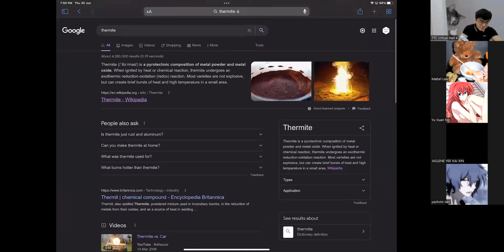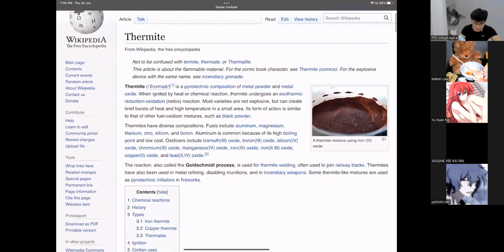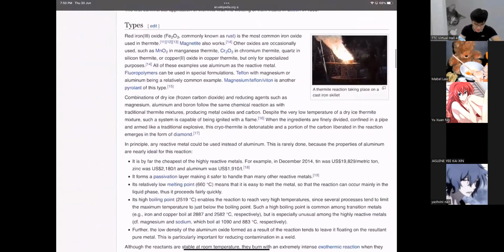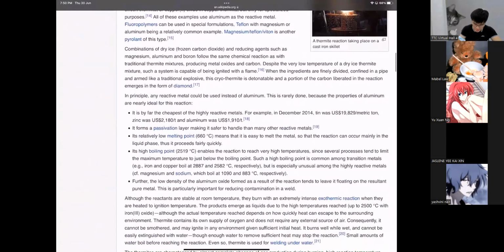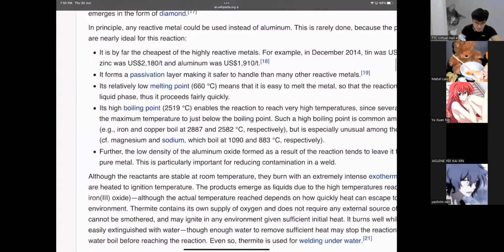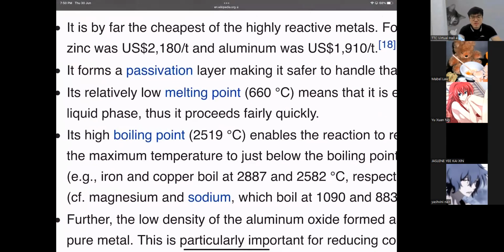Hey, you can actually make this at home if you are good with chemistry. This thing is so hot. This thing can reach around, I don't know, 2000 something degrees, I think. Somewhere around there. Is that nuclear? No, it's not nuclear. This is just thermite.